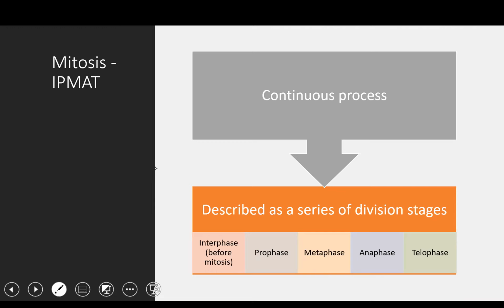The actual mitosis stages are prophase, metaphase, anaphase, and telophase. But you'll hear of interphase spoken of as well, and that is the stage that comes before mitosis in the cell cycle. You'll hear IPMAT referred to a lot. It helps you remember the names of the different stages in the correct order. So IPMAT: I for interphase, P for prophase, M for metaphase, A for anaphase, and T for telophase.